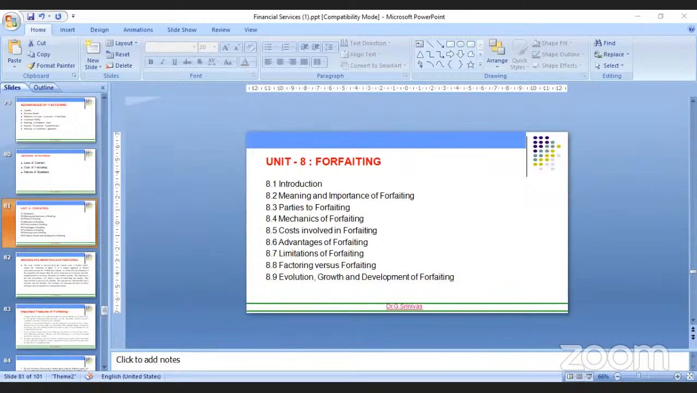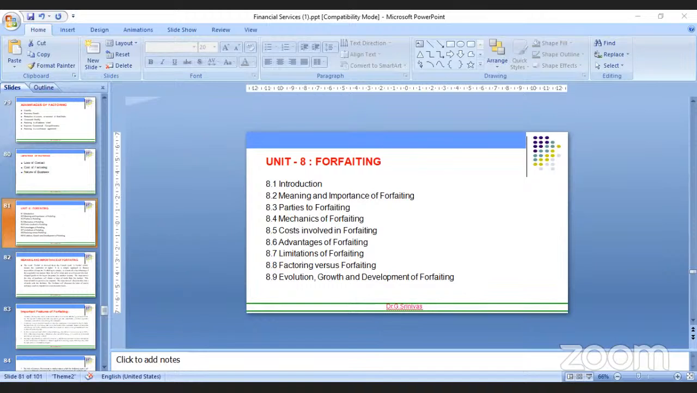In the previous class, we completed factoring, right? So today we are going to discuss forfeiting. This is Unit 8.